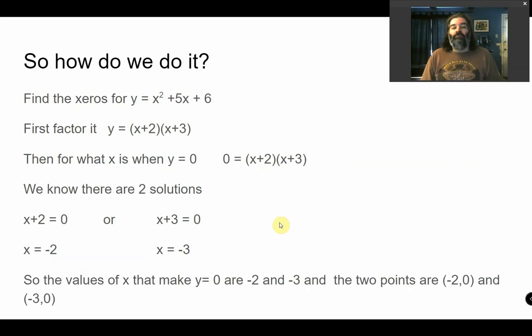So how do you do it? Well, first off, you factor it. So we take that and we factor it. (x plus 2)(x plus 3). So it adds up to 5, multiplies to 6.